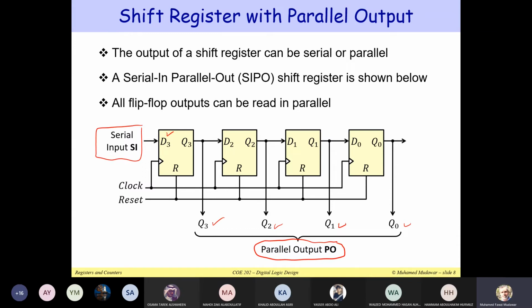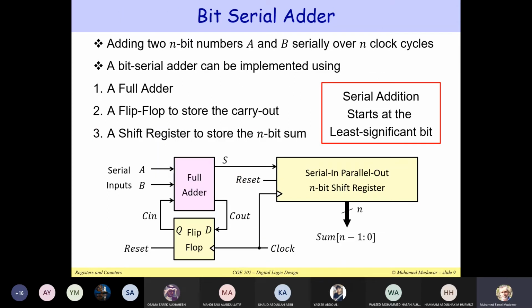Now, this is also another modification that we have done to the shift register to provide parallel output. This is very easy. We can just take the outputs of these flip-flops, and this is my parallel output. Now, this is actually useful in design. These shift registers that we are studying in this presentation have some applications.